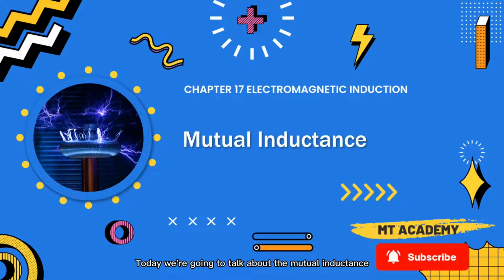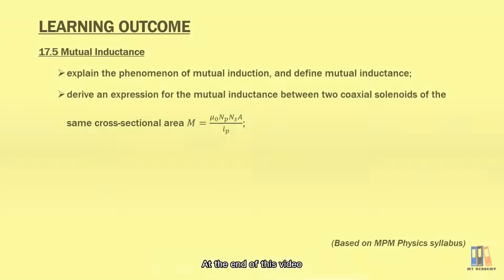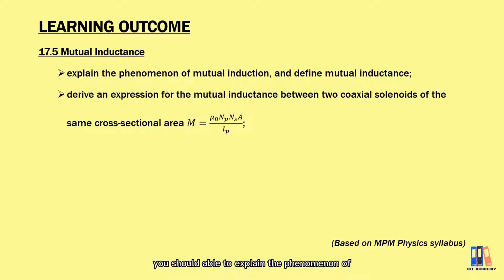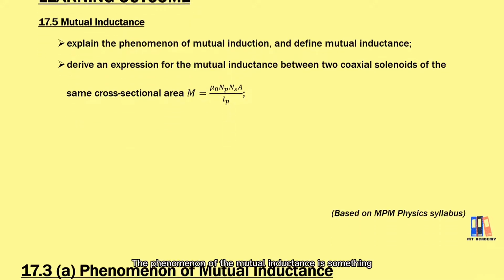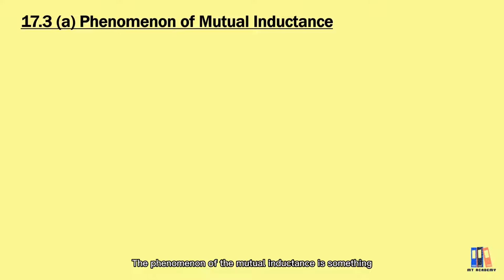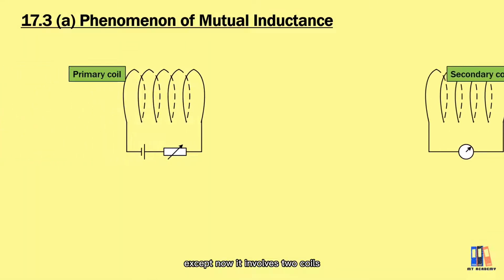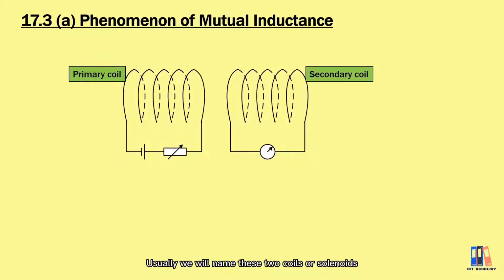Today we're going to talk about mutual inductance, which is the last topic in electromagnetic induction. At the end of this video, you should be able to explain the phenomenon of mutual inductance and also derive its expression. The phenomenon of mutual inductance is similar to self-inductance, except now it involves two coils. Usually, we will name these two coils or solenoids as the primary coil and the secondary coil.